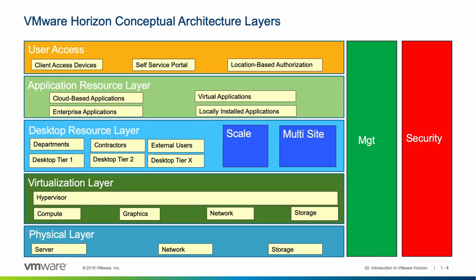a physical layer. You think of your physical storage that you might have, right? Or your physical networks, or the actual physical server where ESXi might be running, right? That's your physical layer. On top of that would be your virtualization layer. That's where we see ESXi itself, right?